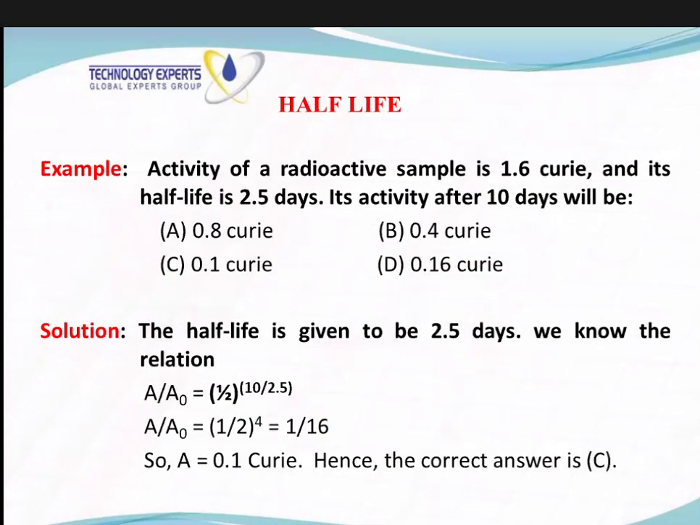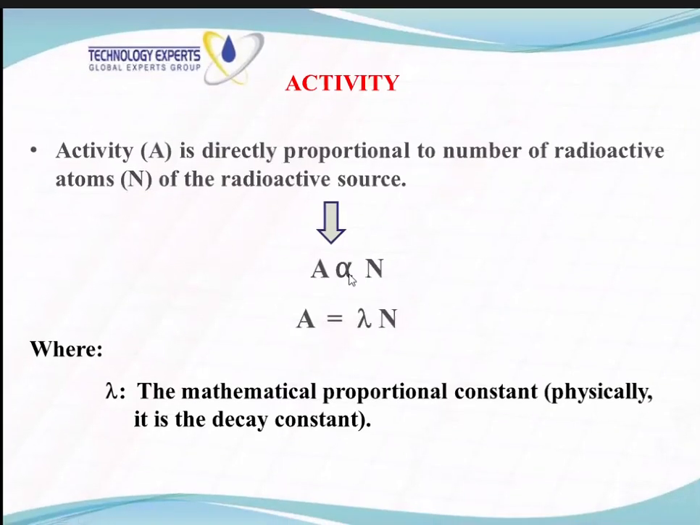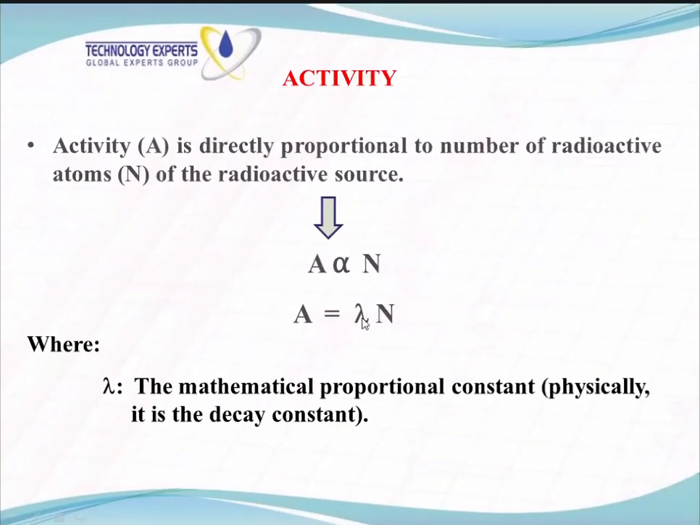Okay. This is the same rule that we started with. Now, activity. Remember when we started, activity is proportional to the number of atoms N; if we have more atoms, we have more activity. And instead of proportional, we got equal and said lambda. This is the decay constant. It is only a number, but the unit is 1 over second.